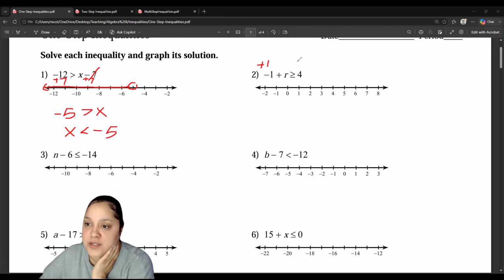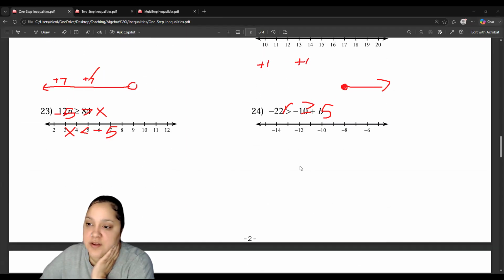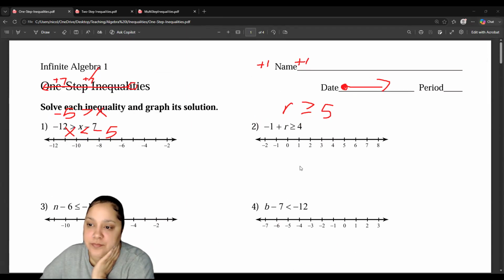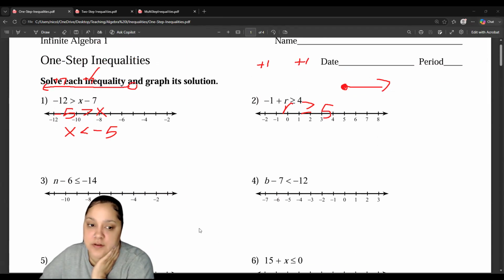Here, if we added 1 to the other side, you would get r is greater than or equal to 5. And so it's a closed circle on 5, and you want to shade to where it's greater than. And we can check our answers down below, see it's correct. All right, now moving along.